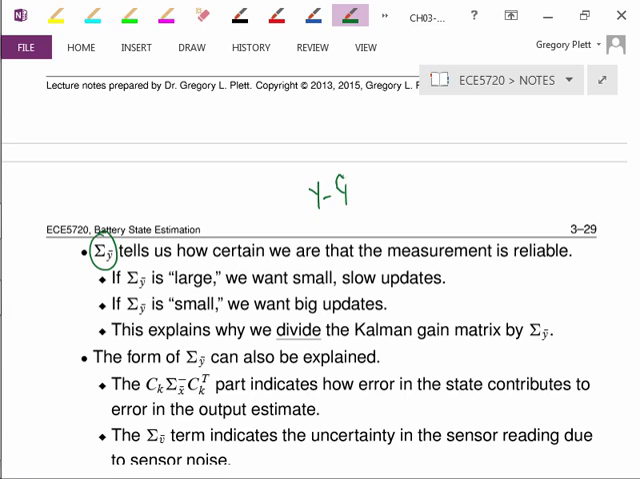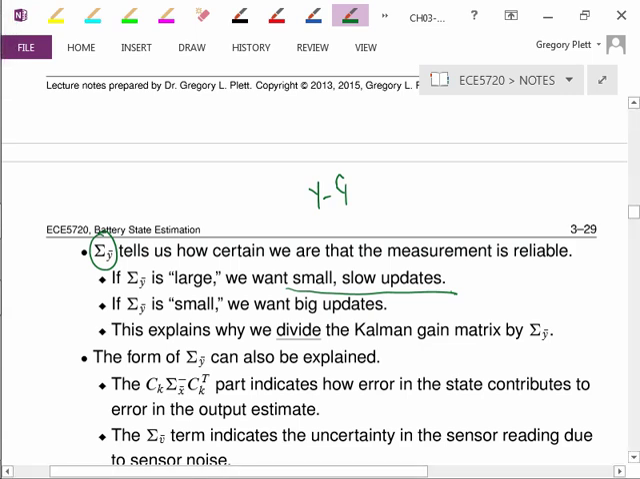And another reason might be that there's a lot of sensor noise, for example. So if sigma y is large, I really can't tell if the measurement error, the y tilde, is due to the fact that I'm not very certain about my state or because there was a lot of measurement error. So I want to be careful. If sigma y is large, I want to have small, slow updates until I can make sigma y smaller.